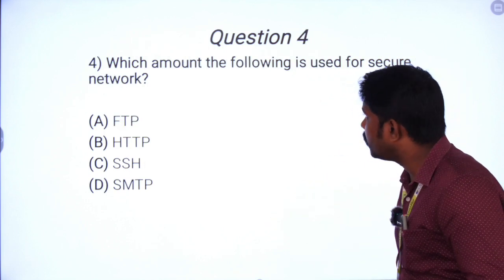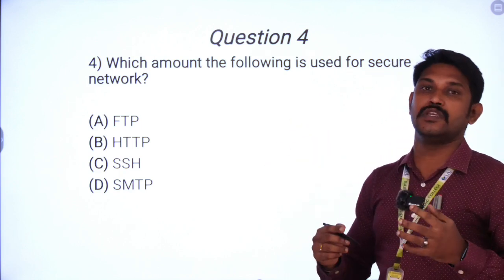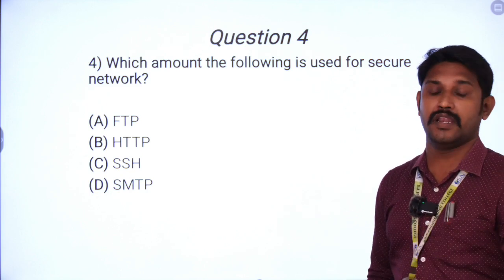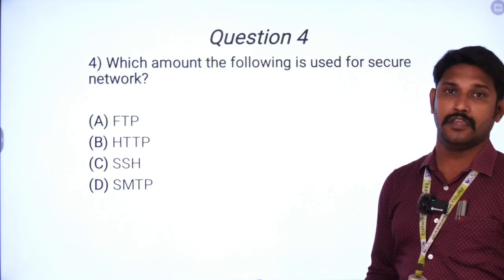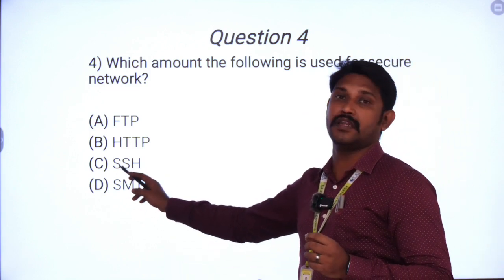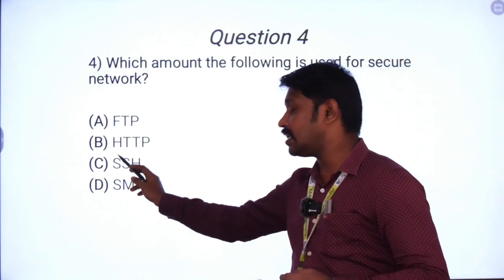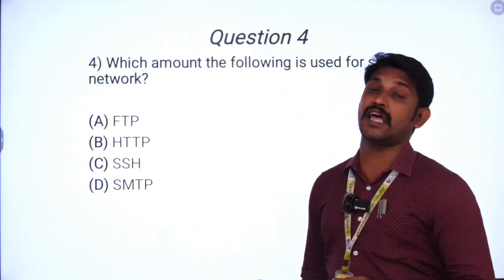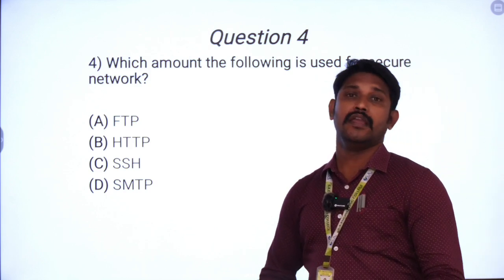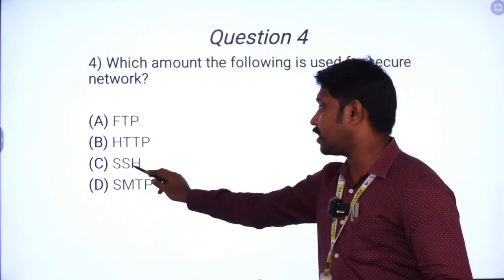So question number 4, which among the following is used for a secure network? As I told you, if I am going to use a network concept, or if I am going to use an authorized network, in a government network or an army network, so whatever. If I am going to use a secure network, option C is the correct one, that is secure socket shell. This is the correct option, because if I use this particular protocol, the data is highly confidential, and the hacker cannot access the data in the network. So the correct answer is C, that is secure socket shell.